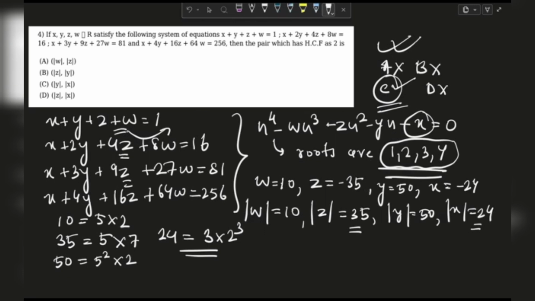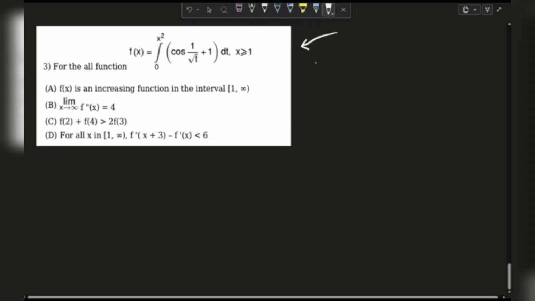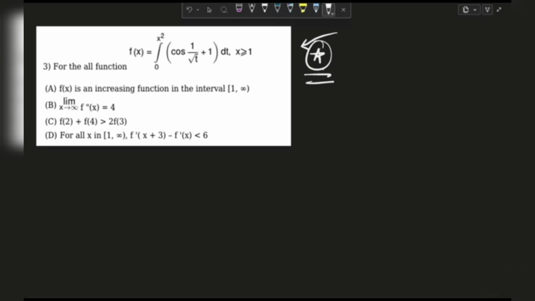So now we will move on to the last question for today. So here's the question, guys, and I guess this will be the most beautiful question for today. This is a very good question. So you can try it out and I will wait for a few seconds. Okay, so now I am starting off.